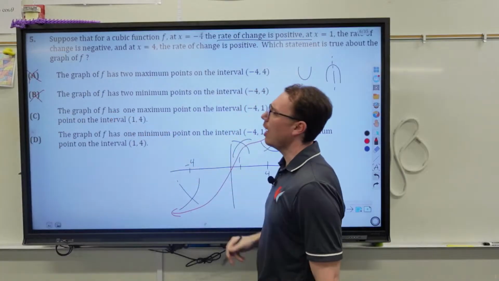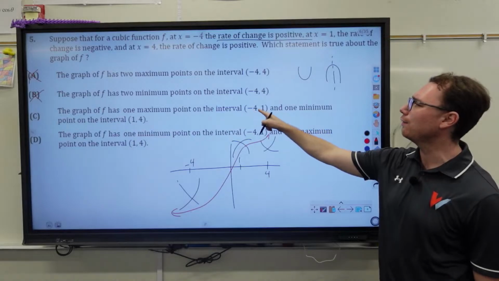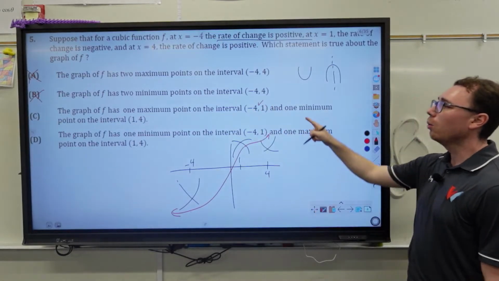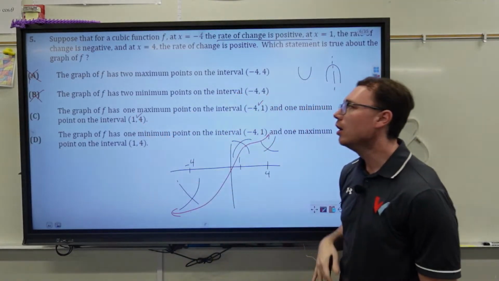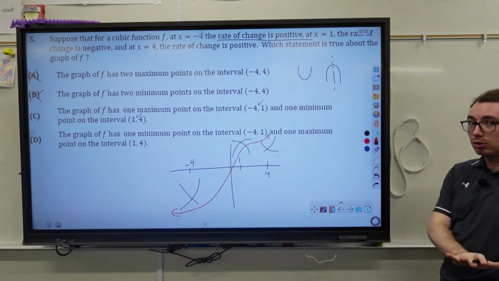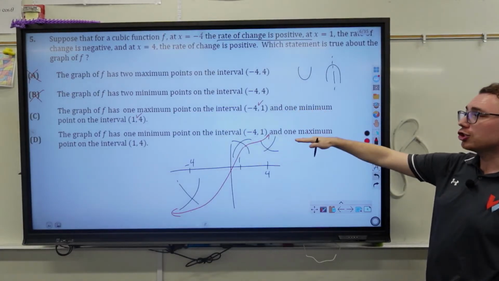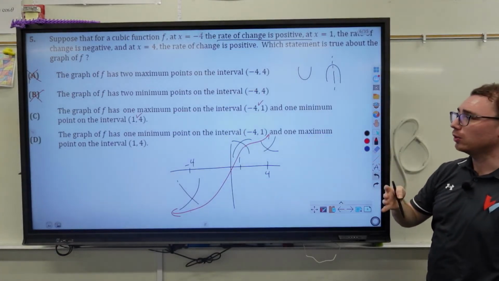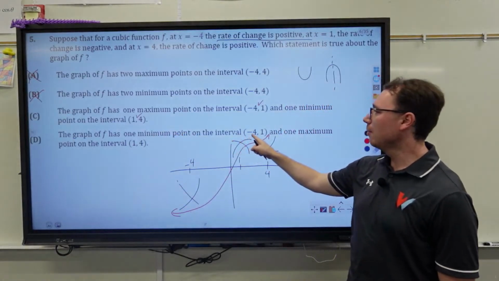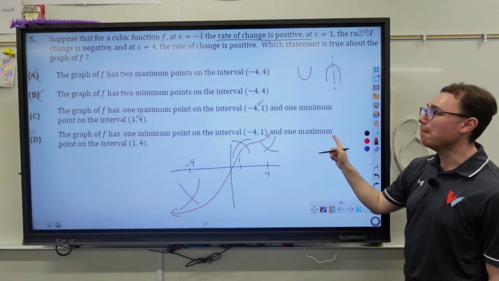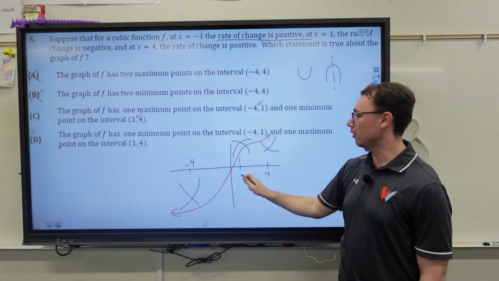We're going to look at C. The graph of f has 1 maximum value point between -4 and 1, and 1 minimum value point between the interval of 1 and 4. We don't know if that's the most true statement, but this is leaning towards a right answer. Let's check D real quick and see the differences between them. D is saying that the graph of f has 1 minimum point between -4 and 1, and 1 maximum point between the interval of 1 and 4.